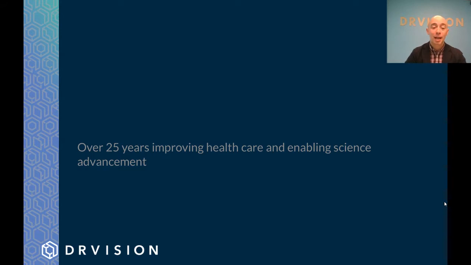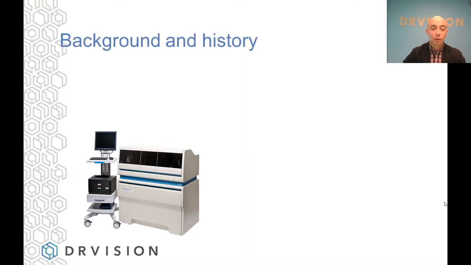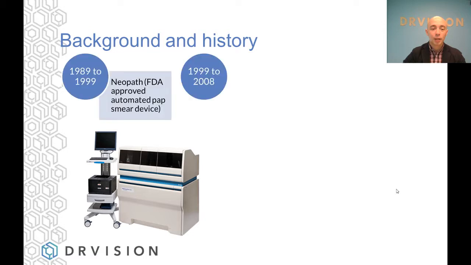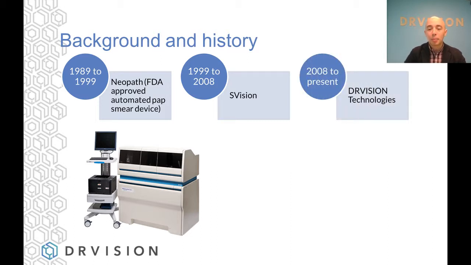Our company has been together for over 25 years now. We've been working to improve healthcare and enable scientific advancement. The core group of executives started in 1989, founding a company called Neopath. They developed the first FDA-approved automated pap smear device, and there are even some still in use today, you can see right here. After that company was sold, the same core group founded a new company called S-Vision. In 2008, we rebranded as DR Vision Technologies with a little investment money from Nikon.